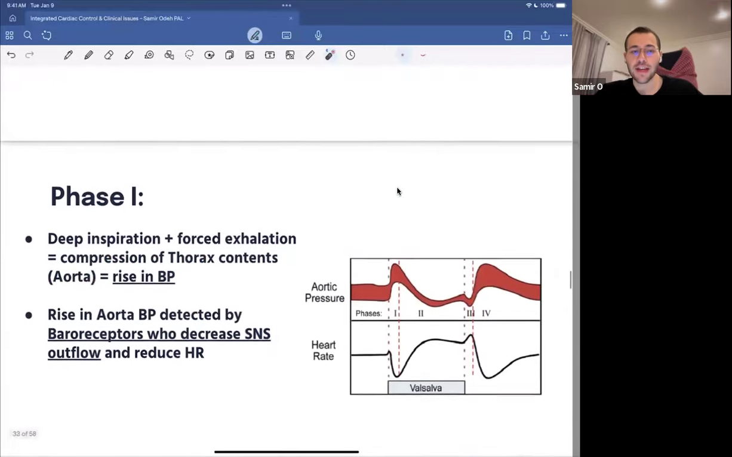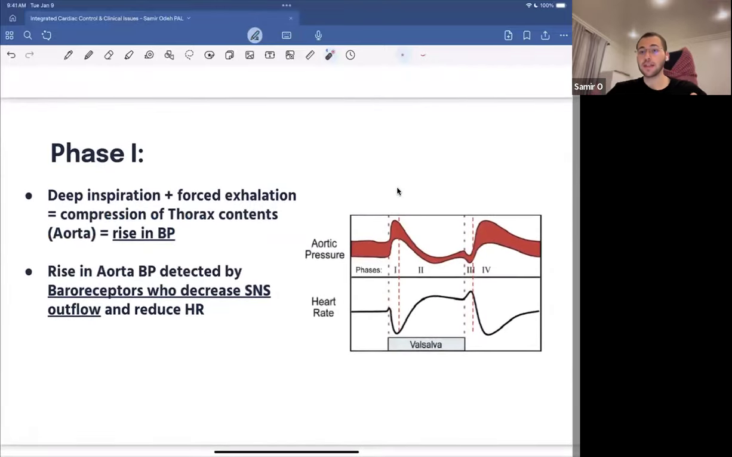So, the first phase of the Valsalva maneuver is your deep inspiration and your forced exhalation. Okay, so just your forced exhalation with your mouth closed. What this does is it's going to compress your aorta. Remember, your thorax is a closed cavity. Once you're trying to exhale, your external and internal intercostal muscles are pushing down so hard. They're trying to push that breath out, even though there's nowhere for it to go. So this is what's going to happen.